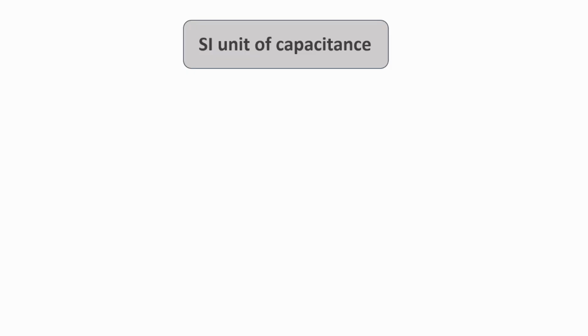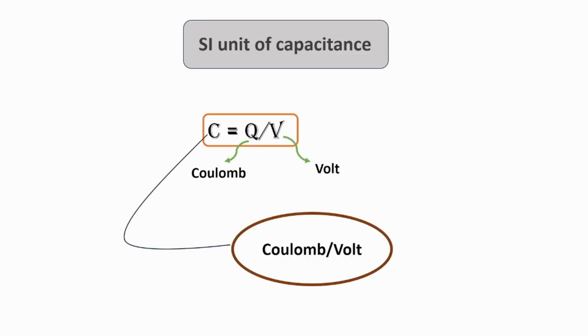Now let's try to derive the SI unit of capacitance. For that, we'll use this equation, C equal to Q by V. Now what is the SI unit of Q? It is coulomb. What is the SI unit of V? It's volt. So the SI unit of capacitance will be coulomb per volt. Instead of saying coulomb per volt all the time, we have given it a different name, which is farad. So the SI unit of capacitance is farad.